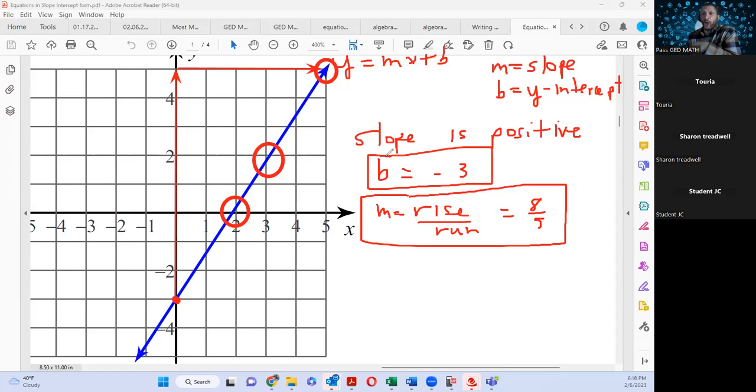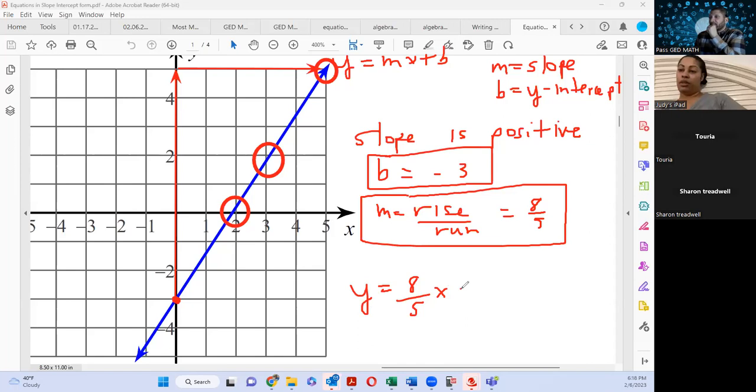Y equals 8 over 5x plus -3. Minus negative 3. So what you said was y equals 8/5 x plus negative 3. So that's right. But you're not going to see it like that.